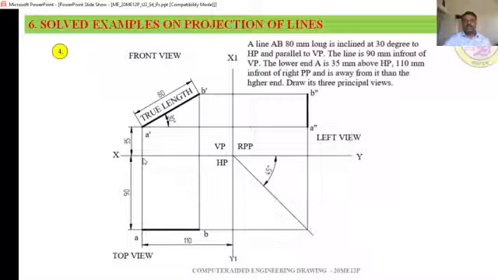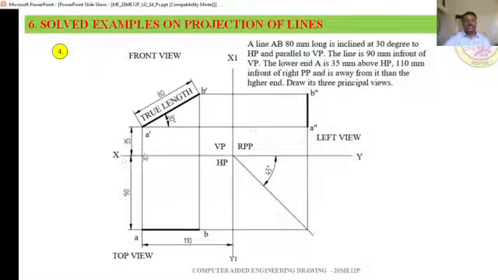The lower end A is 35 mm above HP. So from here you draw A dash, this is XY line. From here you measure 35 mm. Locate A dash. Next, you draw a line at 30 degrees to HP and you draw an inclined line on this 30 degree line and take true length line 80 mm and locate this B dash. Now connect A dash, B dash. This itself is the front view.